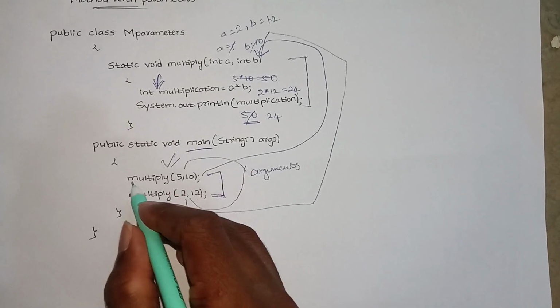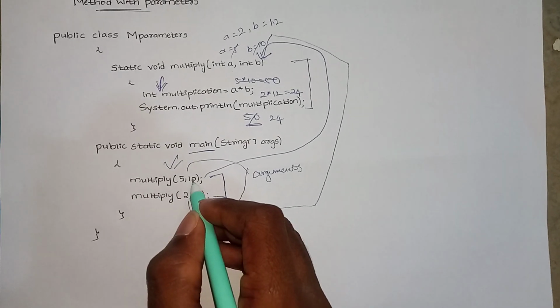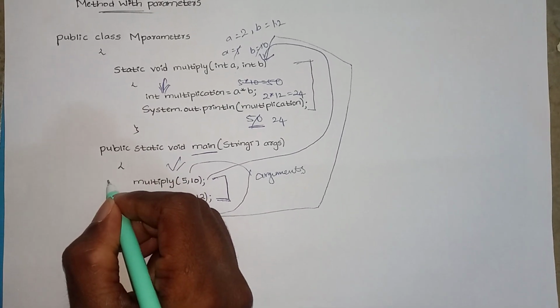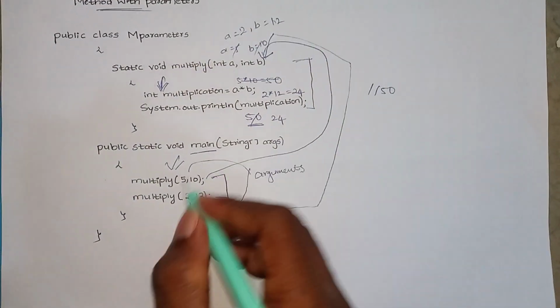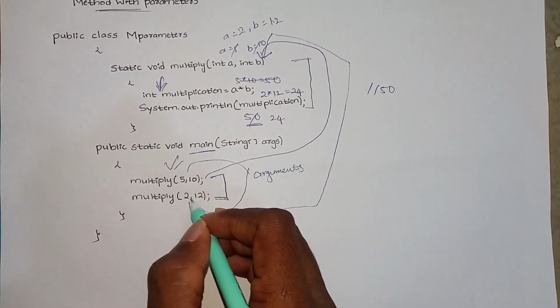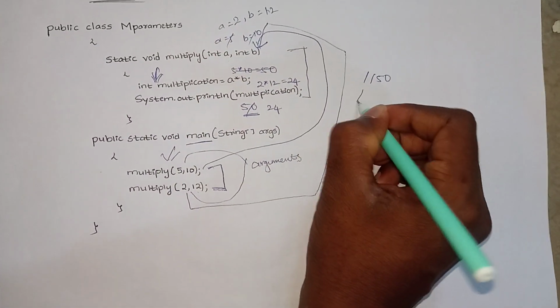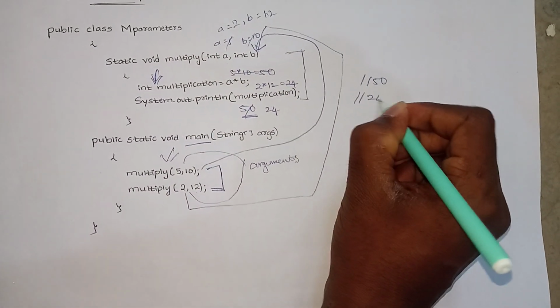So when the method is called with arguments 5 comma 10, it gives you output as 50, that is 5 into 10, and when the method multiply is called with the arguments 2 comma 12, it gives the output as 2 into 12, that is 24.